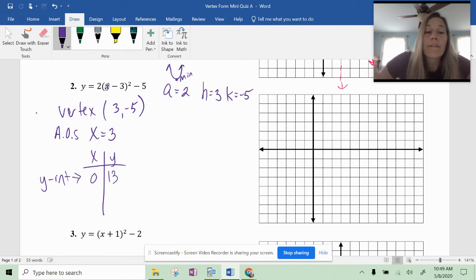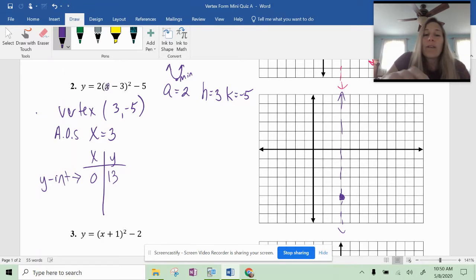All right, so as far as graphing is concerned, you always want to start with your vertex, which in this case is (3, -5). My axis of symmetry is going through that point. And you could plot (0, 13), but that's not going to fit. So we're just going to use the graphing pattern here, which is 2 times 1, 3, 5, which will give us 2, 6, and 10.